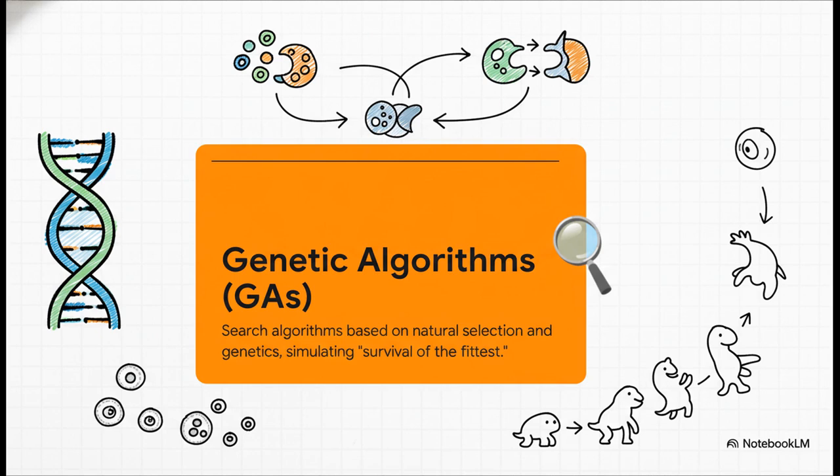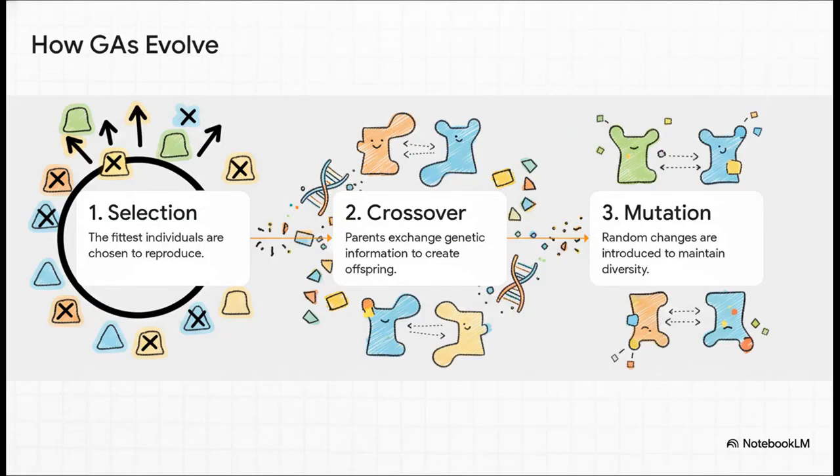These are absolutely fascinating search algorithms that literally mimic the process of evolution. Instead of just one solution, they create a whole population of potential solutions, and then have them compete, mate, and mutate over many generations to produce better and better answers. It's survival of the fittest for data. The whole process really does mirror Darwinian evolution.